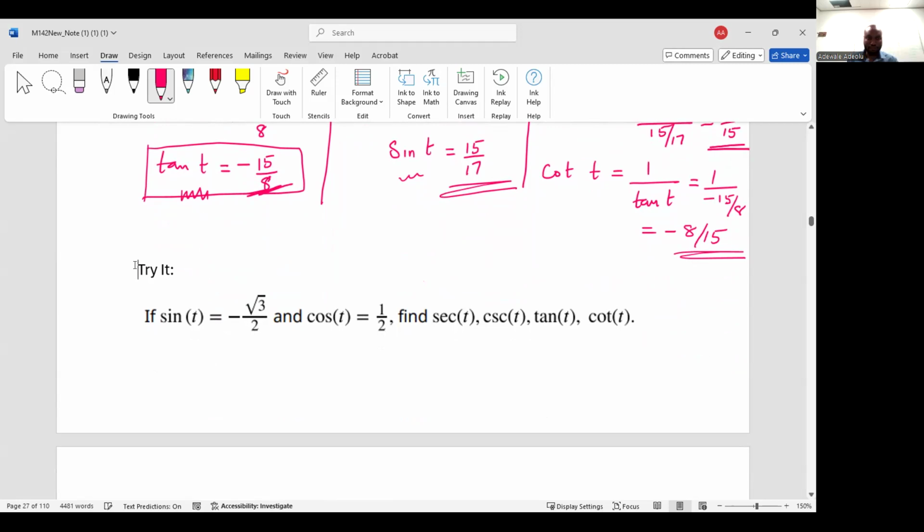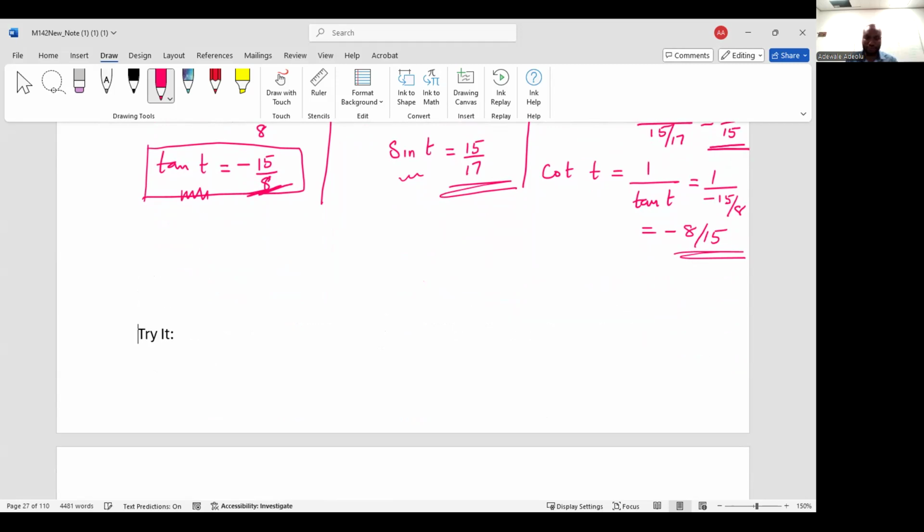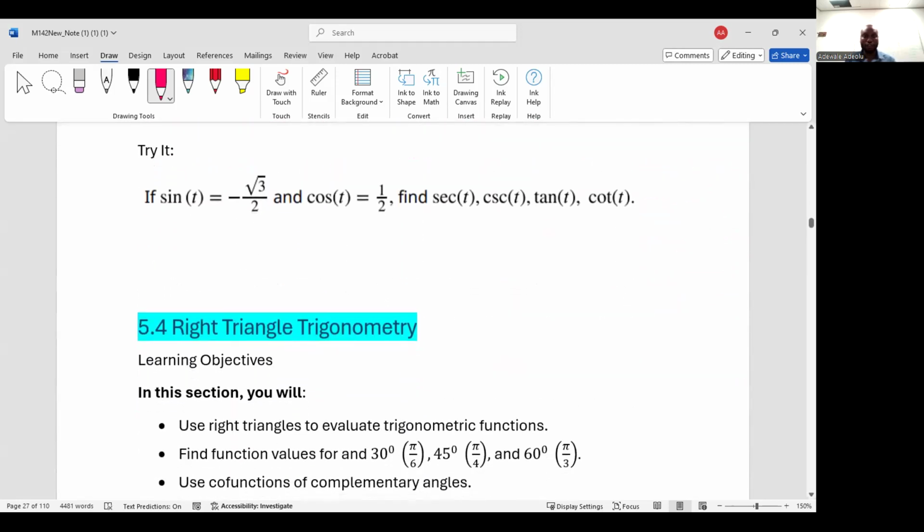So I will leave you to solve this. You can just pause this video now and try to solve this. In fact, this problem is simple. You have been given sine of T, you were given 2, and cosine of T to be this. Then find this. So find what relates to what and just solve that.